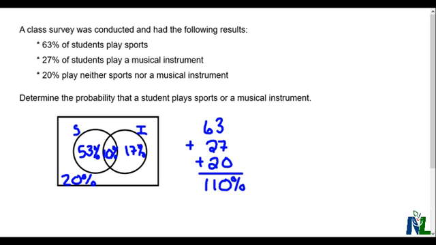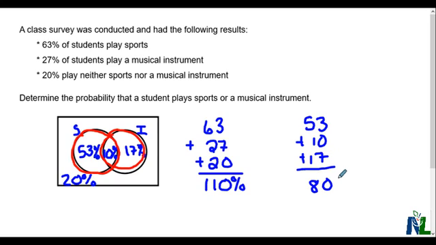So here we want the probability that a student plays sports or a musical instrument. So that's the case of we're looking at this whole circle and this whole circle. So we want to include the 53, the 10, and the 17. So that means 80% play sports or a musical instrument.